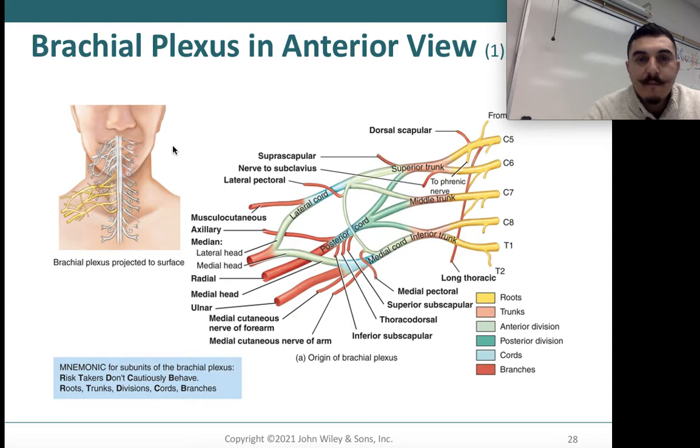Then we have our brachial plexus. Okay, so a little lower than that, C5 to about T2 maybe. We have the medial pectoral, superior subscapular as well, thoracodorsal, inferior subscapular. Okay, so here are our branches at the end, the cords right here, the posterior division, anterior, posterior and anterior. We have our trunks, middle, inferior, superior trunks, and our roots that are coming around.